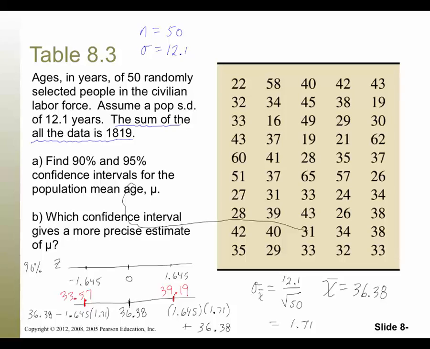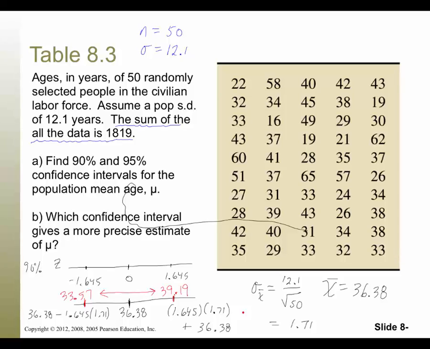Okay. Because the sample size is so big, our 90% confidence interval can be small. The larger the sample size, the more narrow our confidence interval can be. We're more sure that the population mean is close to 36.38. So here is our 90% confidence interval: we're 90% sure that the population mean is between 33.57 and 39.19, based on a sample of 50.